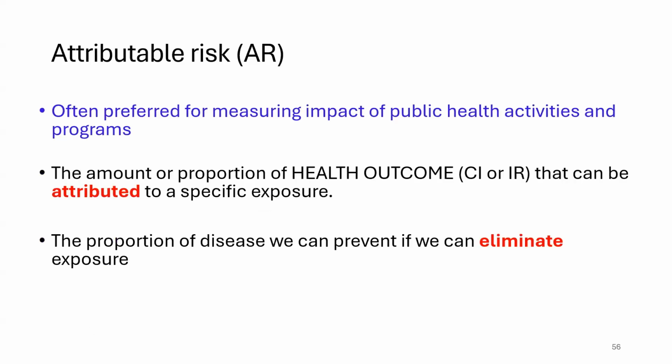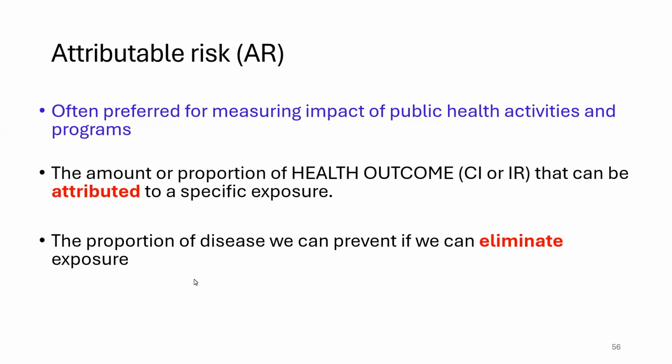So attributable risk is really one of the more preferred ways that we can measure the impact of some type of public health program, activity, or clinical activity, and really represents the amount or proportion of a health outcome, whether you're looking at cumulative incidence or incidence rate, that is specifically attributed to a specific exposure. So notably here, we cannot use any data related to prevalence. This is purely specific to cumulative incidence and incidence rate because we are capturing risk.